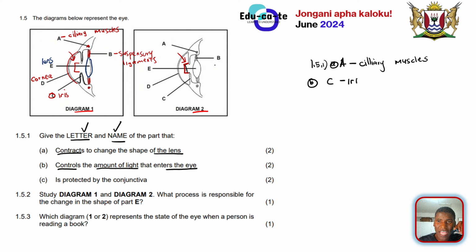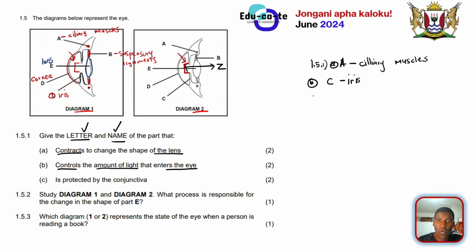But if they had given a label, maybe they've said that this label here is label Z, you would have said Z is the one that controls the amount of light, because the pupil is the one that dilates and constricts. But here, this is a bit of a hidden question. You must know that for the pupil to dilate or to constrict, what must happen? We must have radial muscles and circular muscles, and all of those are found on top of the iris. Those are the muscles of the iris.